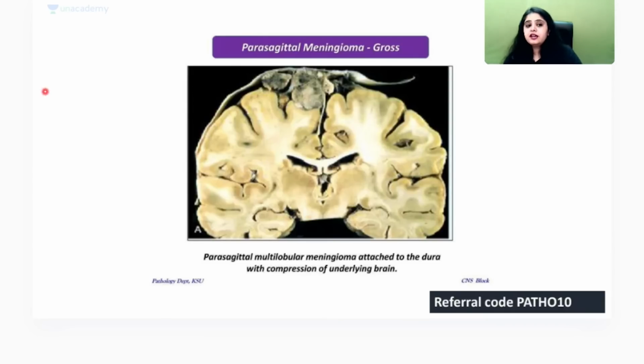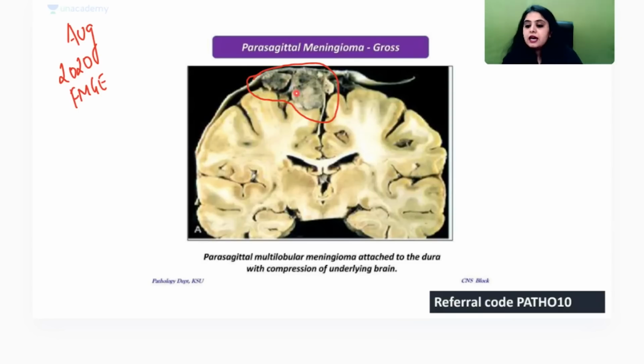Have a look at this. This is how it came in the August 2020 FMG. Do you guys remember? The same image had come. Exactly the same picture was copy pasted in the exam. So you can very well see that there is a dura-based tumor. It is arising from the meninges. There's a tumor that was given that was arising from the meninges, number 1.